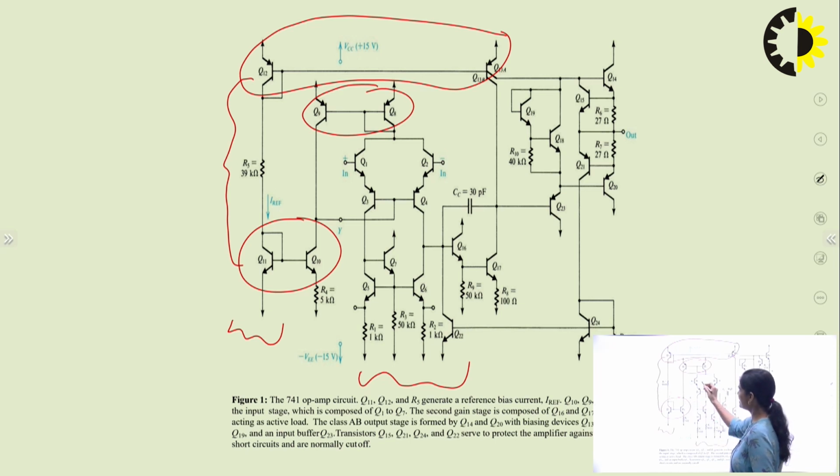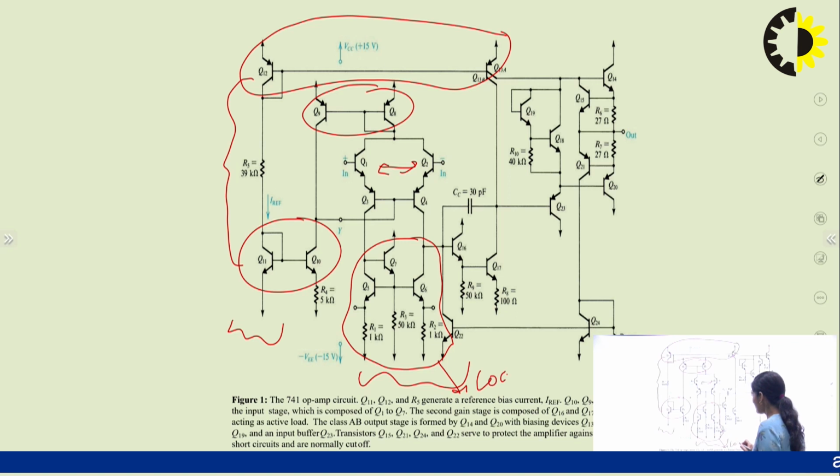Now here you can say these 2 work as an emitter follower, and these 3 transistors with these 3 resistances are your load circuit. Okay. Now this is your second stage, where you have transistors Q16 and Q17, and it also works as an emitter follower.